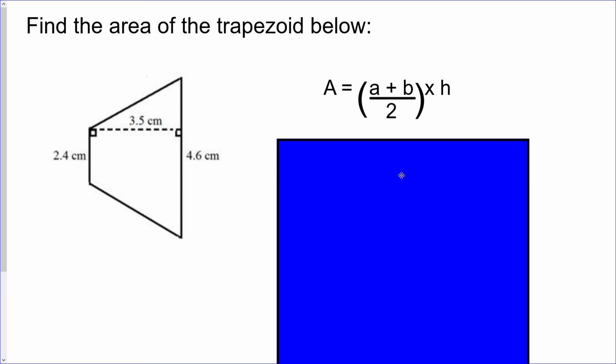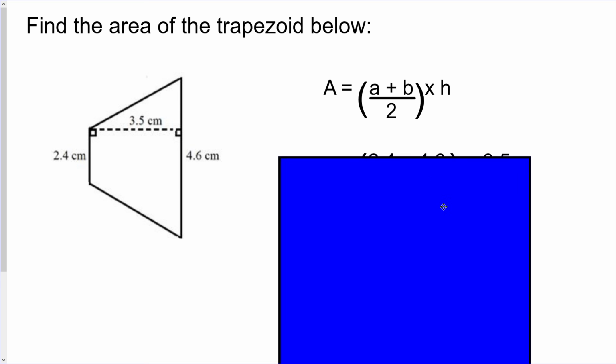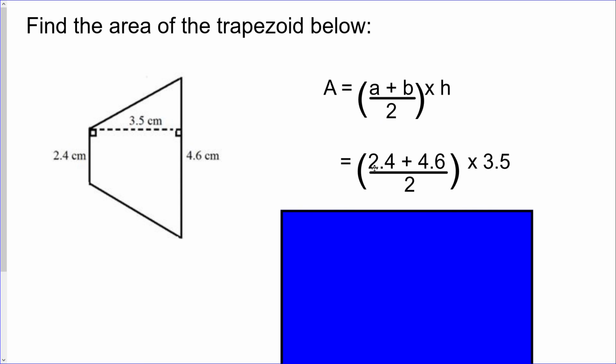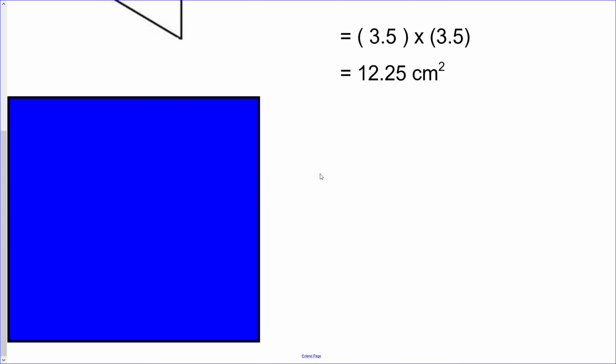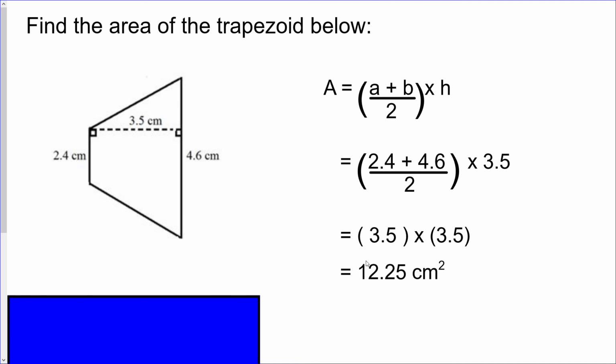And again, I know I'm not saying it, but you should be writing almost all of this down as we're going through the video. Okay, so we'll add up the two parallel sides, divide by 2 times 3.5, and very carefully doing that, and you should end up with 12.25 centimeters squared.